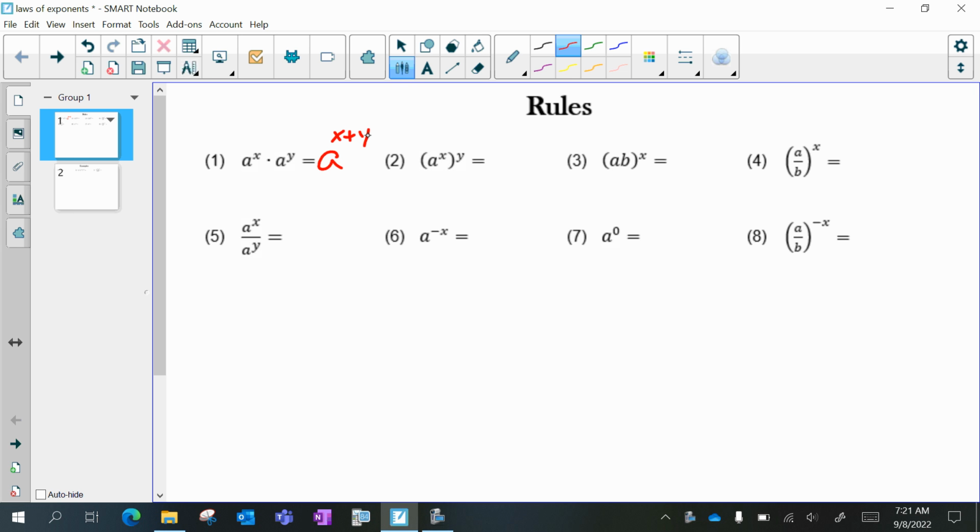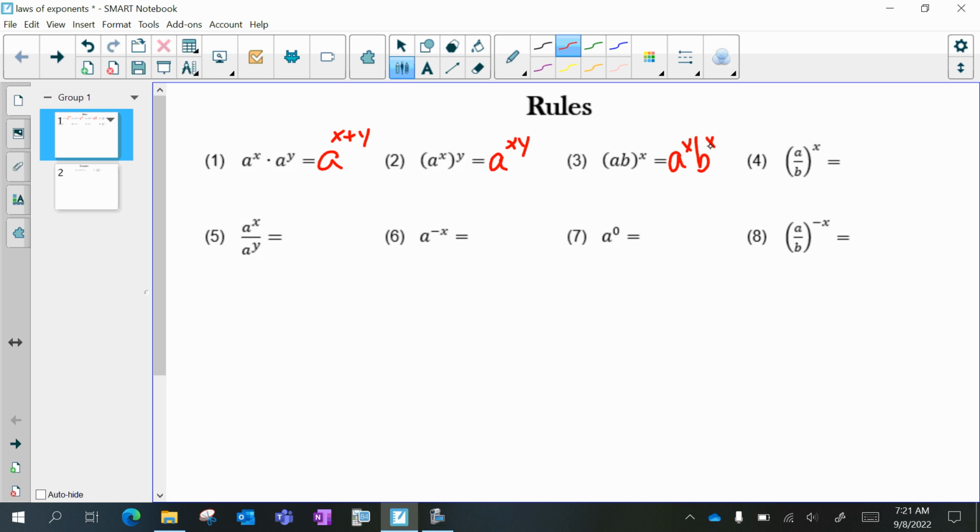For number two, I have a to the x to the y. A power to a power means to multiply. Number three looks similar, but notice that my base now is a product, a, b, quantity to the power of x. So you are going to give that power of x to each piece. So it becomes a to the x times b to the x.